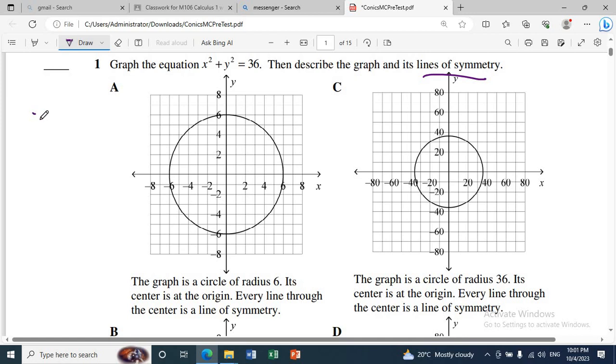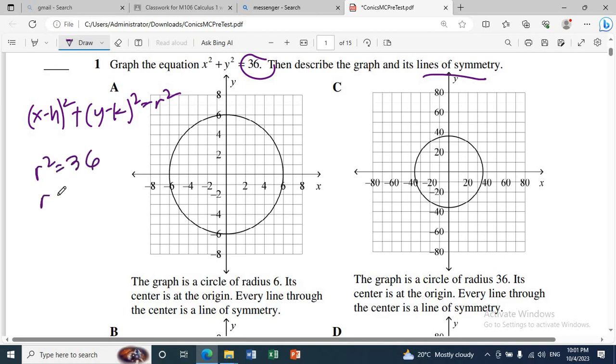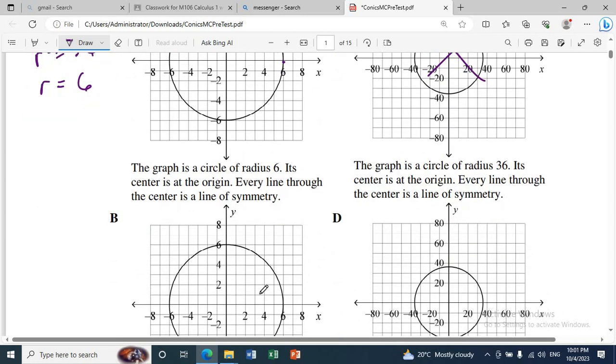Take note that the equation for the circle (x minus h) squared plus (y minus k) squared is equal to r squared. So this right side of the equation is your r squared. And if you take the square root of both sides, your radius is 6. So letter C is not a circle with radius 6, though letter A and letter B is a circle with radius 6. However, let's look at its description.